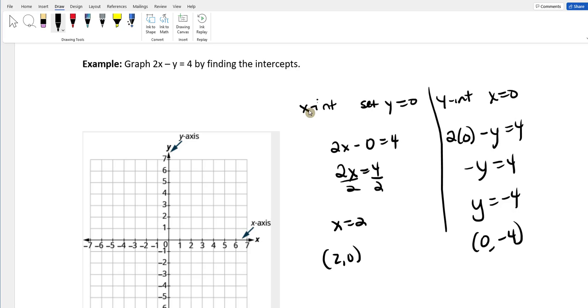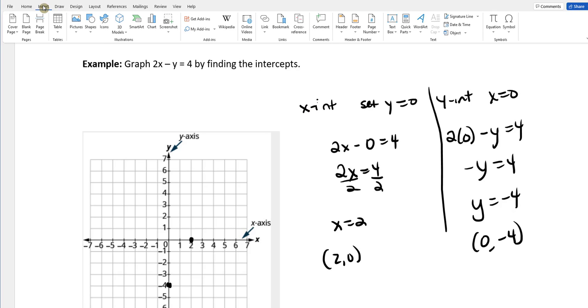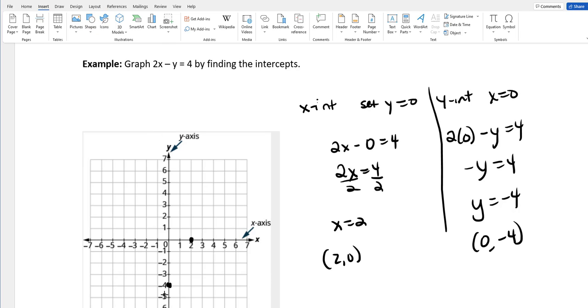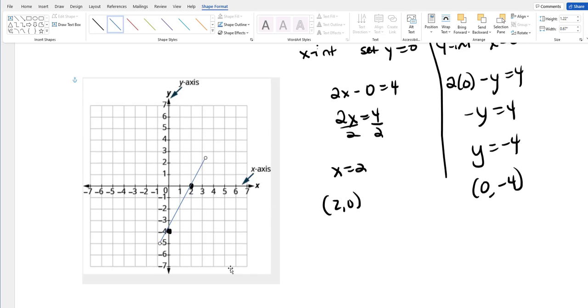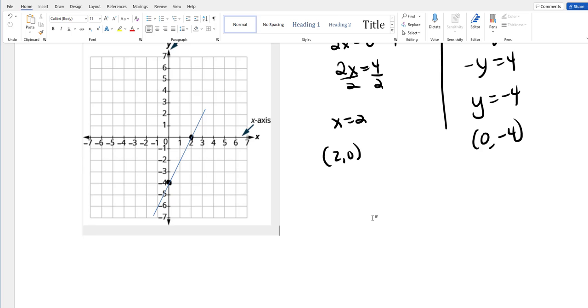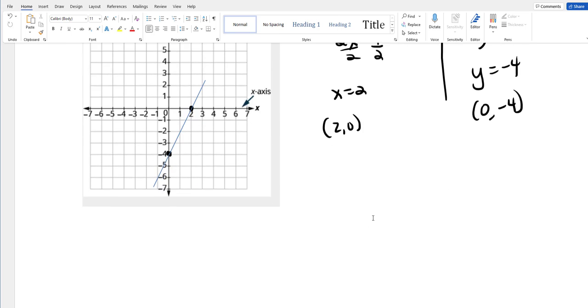So to graph this, we'll go to (2, 0). So 2 on the x, we don't move anywhere on the y. And then (0, -4), we go to the origin and we go down 4. So we have our 2 points, and we can go ahead and draw our line through those 2 points. So that would be my graph. I can extend this out a little more. There we go. So that's how you use the intercepts to graph a line.